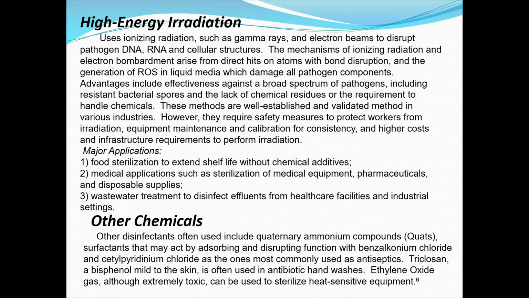Gamma and high-energy electron irradiation utilize ionizing radiation to disrupt microbial DNA and cellular structures, rendering them non-viable. Gamma rays, produced by isotopes such as cobalt-60, penetrate deeply into materials, making them suitable for sterilizing medical devices, pharmaceuticals, and food products. High-energy electron beams offer similar disinfection capabilities with shorter processing times. These methods are highly effective against a wide range of microorganisms, including spores and viruses. However, their use requires stringent safety measures to protect operators and the environment from radiation exposure.